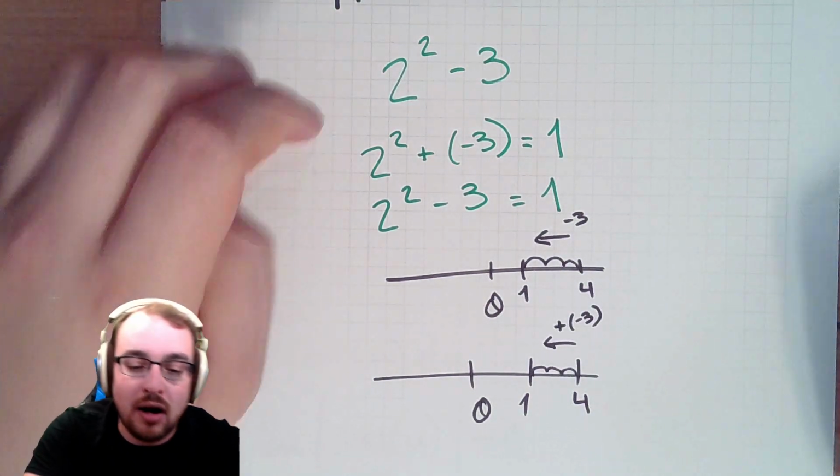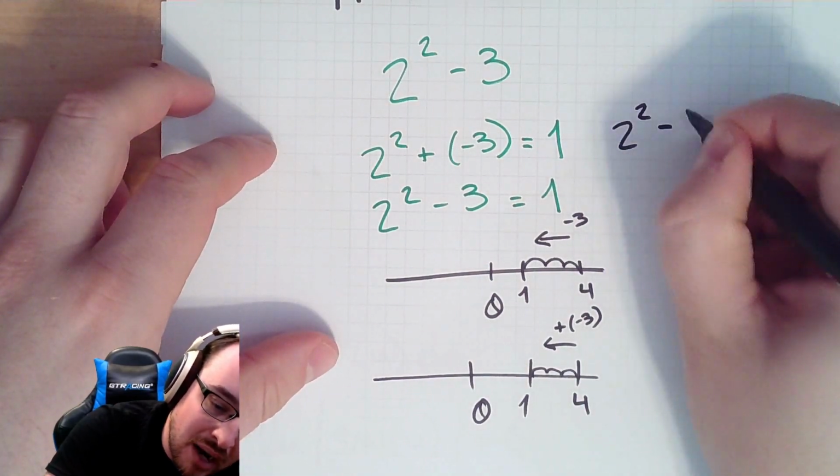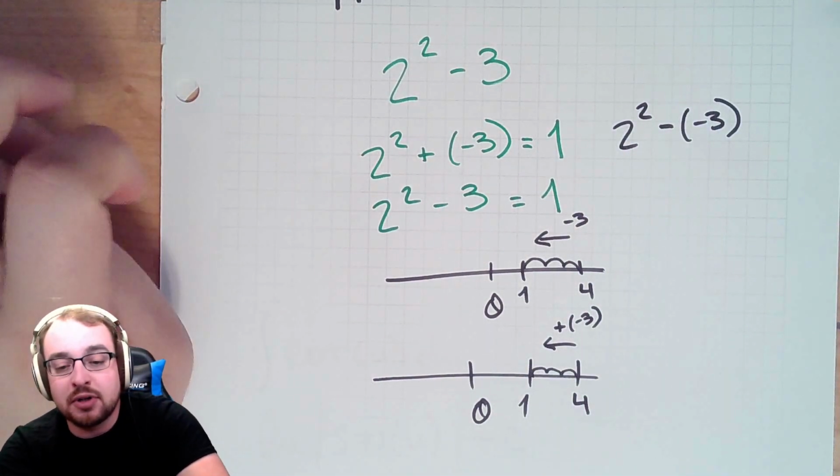Exact same thing. While we're on that topic, if I had 2 squared minus a negative 3, all that means is we're going to subtract.